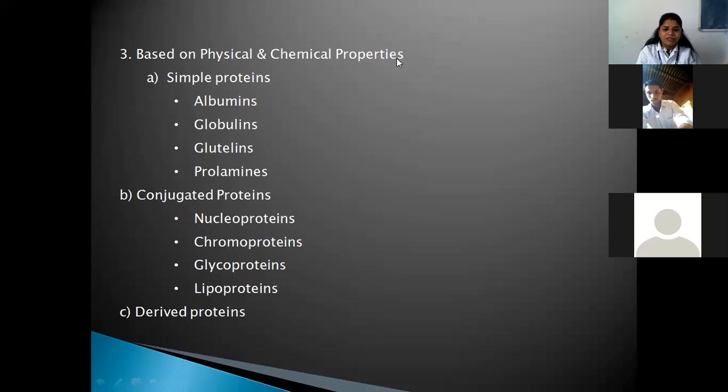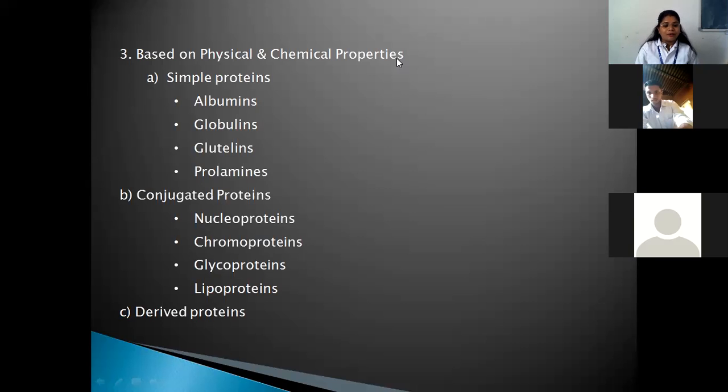The second one is the chromoprotein. Chromoproteins contain chromophores. Actually, chromophores are basically colored substances having a particular color. So these chromoproteins are made up of protein combined with a certain colored prosthetic group that is known as a chromophore.